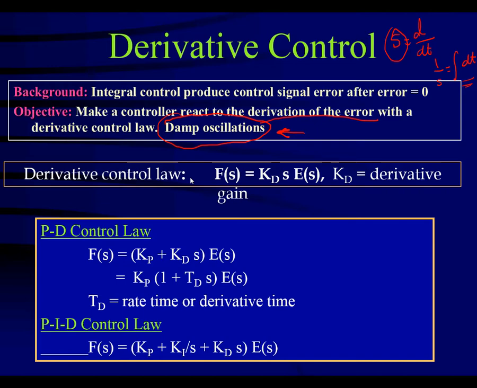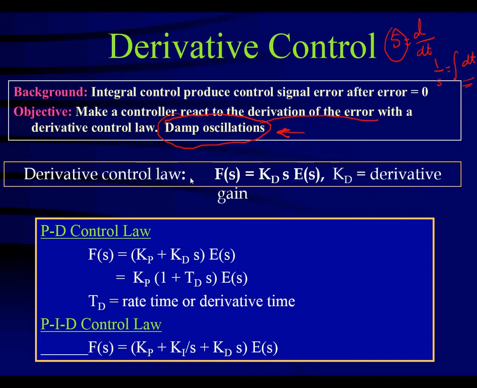Depending on what you want to do, you may want to introduce some derivative control to damp the oscillations, or you might introduce a bit of integral control to control the error, and you might have proportional control to do it quickly, which means that either you could have a proportional integral control, proportional derivative control, you could have a PID controller, proportional integral and derivative.